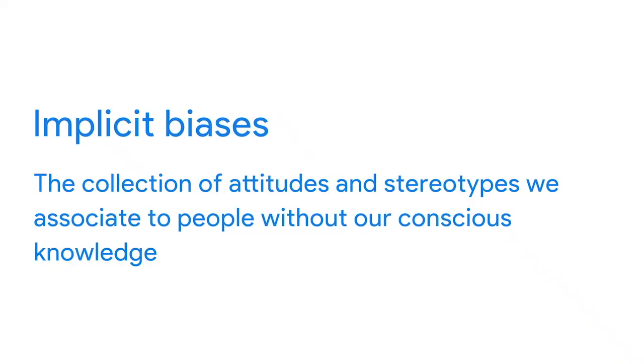In this video, you'll learn to recognize bias in design and how to consciously avoid letting it affect your designs. One of the most common biases affecting designers is implicit bias. As a refresher, implicit biases are the collection of attitudes and stereotypes we associate to people without our conscious knowledge. These associations can be both positive and negative, but regardless of whether they're good or bad associations, biases can affect how we interact with others.